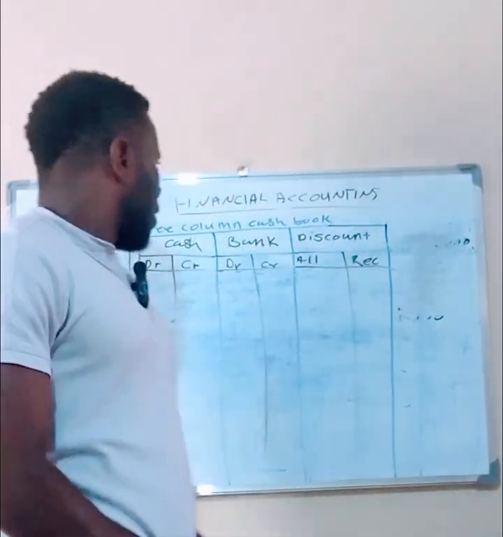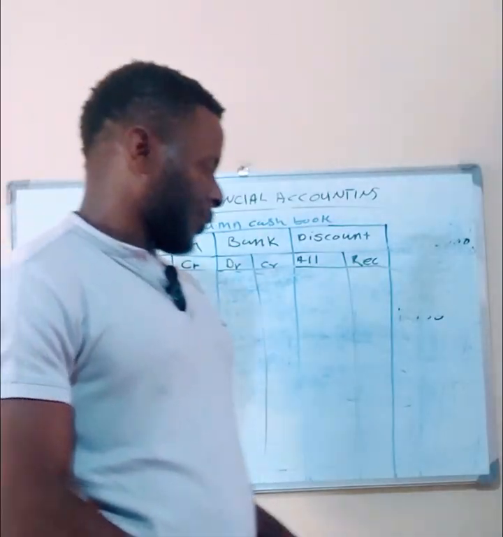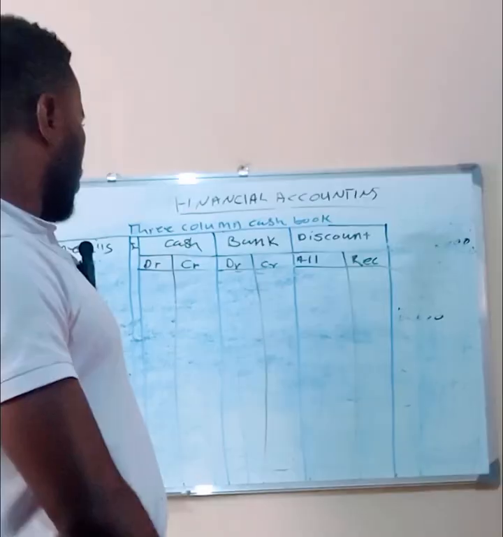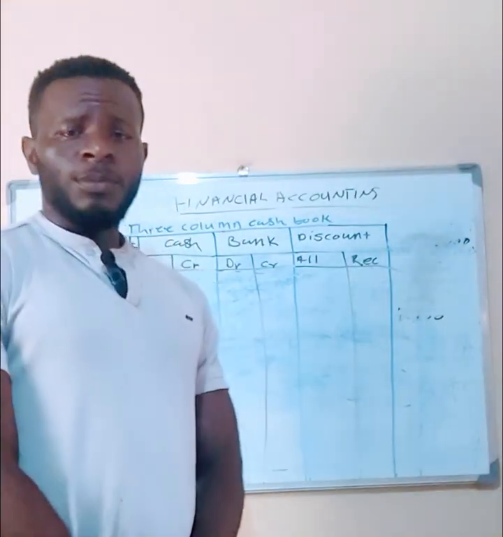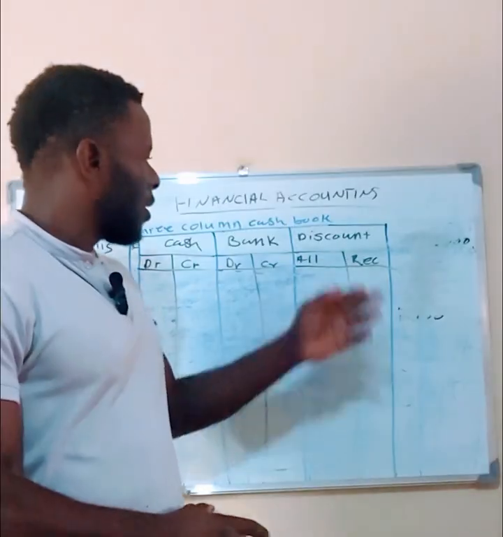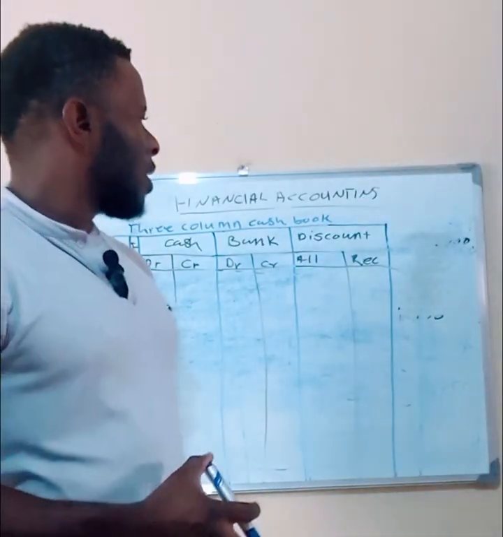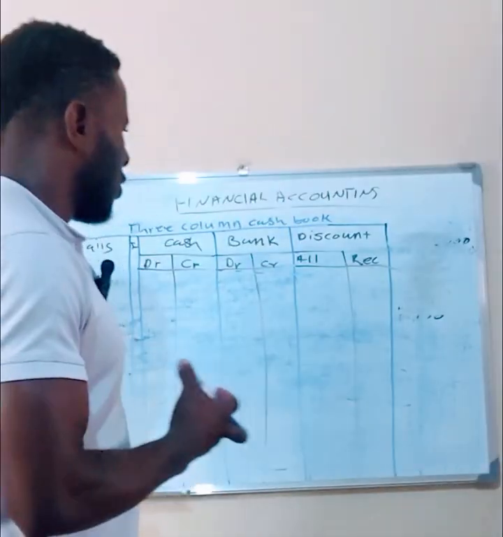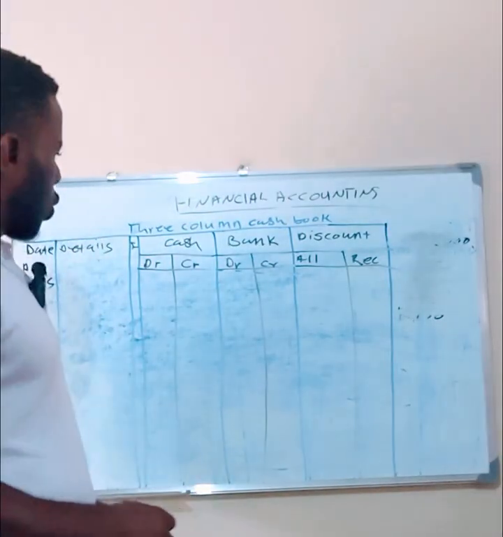Today we're going to talk about the 3-column cash book. The 3-column cash book is not very different from the 2-column cash book. The only difference is that the 3-column cash book has an addition of the discount column, and that differentiates it from the 2-column cash book.